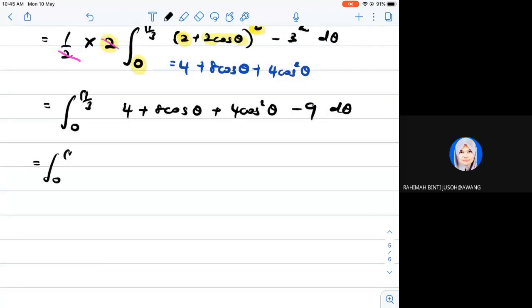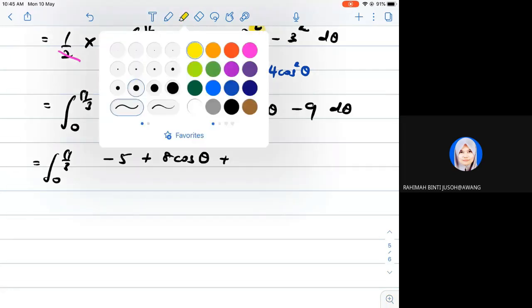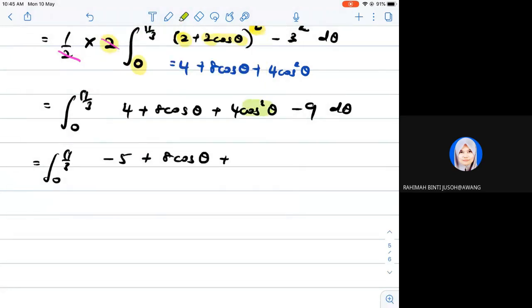Okay, so let us proceed. We will have 0 until pi over 3. 4 minus 9 becomes negative 5. And then plus 8 cos theta. Okay guys, now kita ada satu lagi terms ni. Cos squared theta. Kan saya pesan tadi, kalau ada cos kuasa 2 ni, kita kena tukar jadi double angle. So what happened? It becomes 4 times 1 over 2. 1 plus or 1 minus? Plus. Plus, yes. Very good. 1 plus what? Cos? Berapa theta?